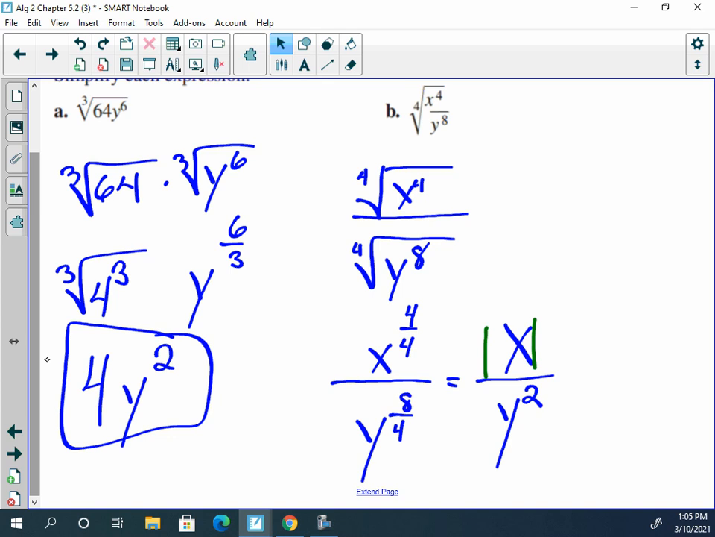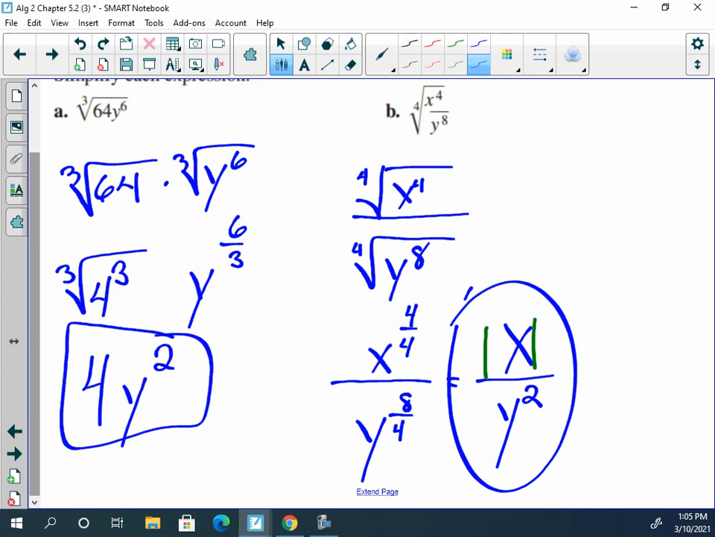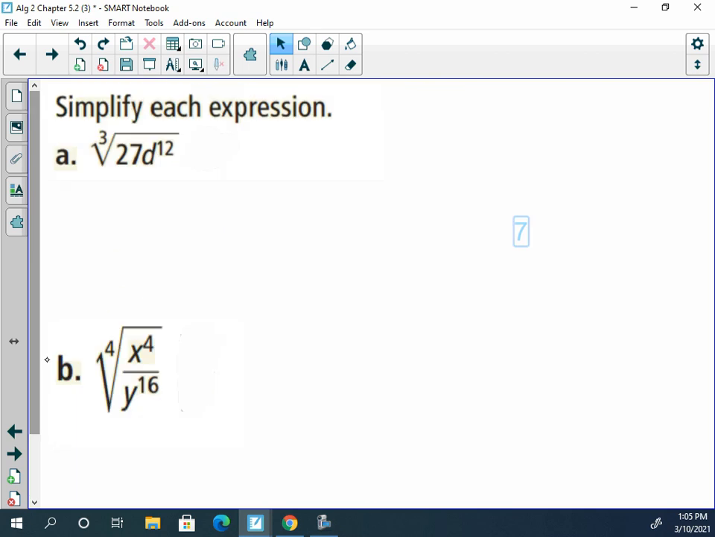Questions on either one of these here? I will tell you on the homework assignment, if one of these comes up, it's going to have you add the absolute value bars. It's going to mark it wrong otherwise. All right. Let's look at the next one.